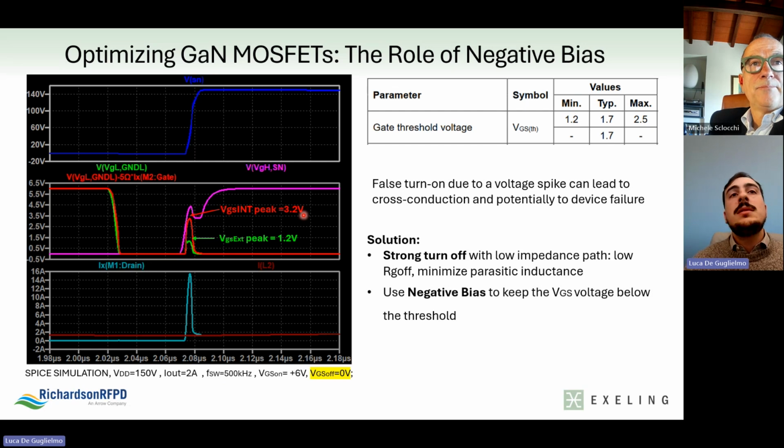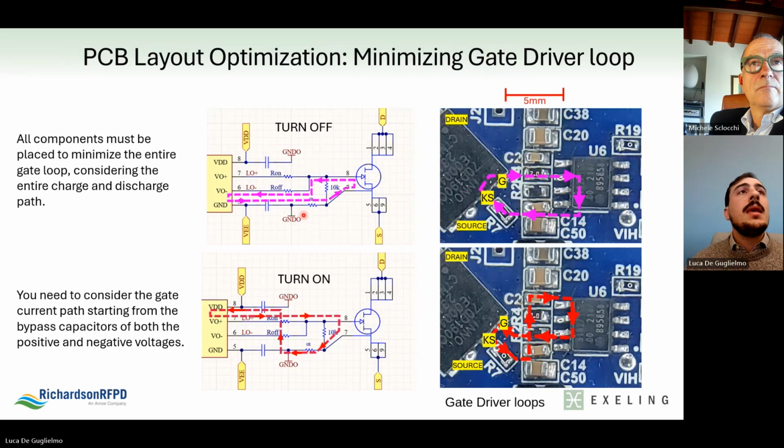This is why it's always advisable to consider a negative bias voltage to switch off the GaN, in addition to implement a low impedance gate loop path. Here I'll show you how we optimized the gate loop in the layout on our demo board. As you can see, we kept the turn on and turn off paths as short as possible, and also minimizing the areas formed by the entire loops.